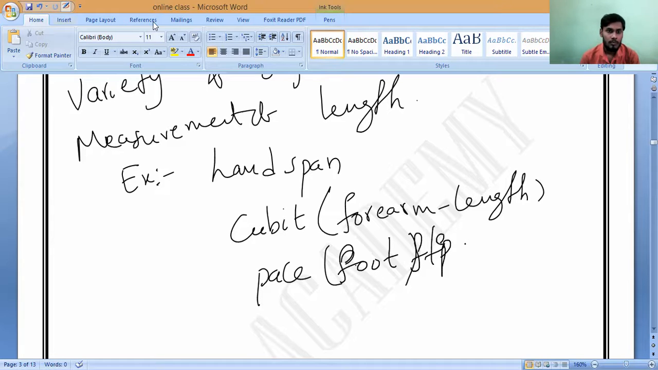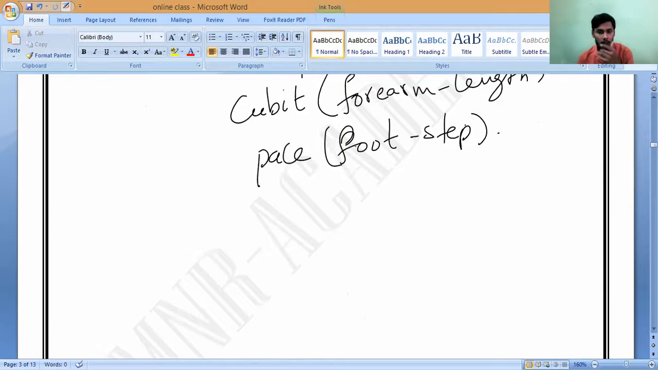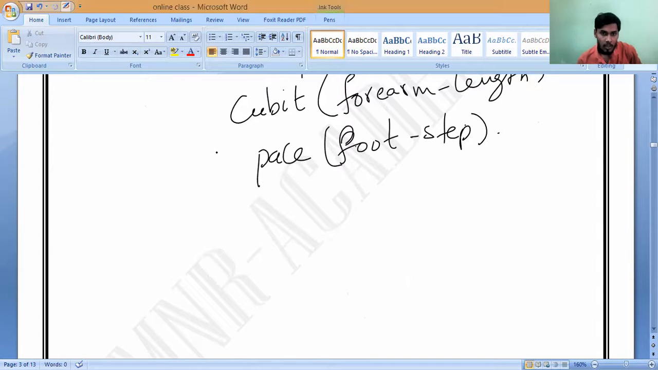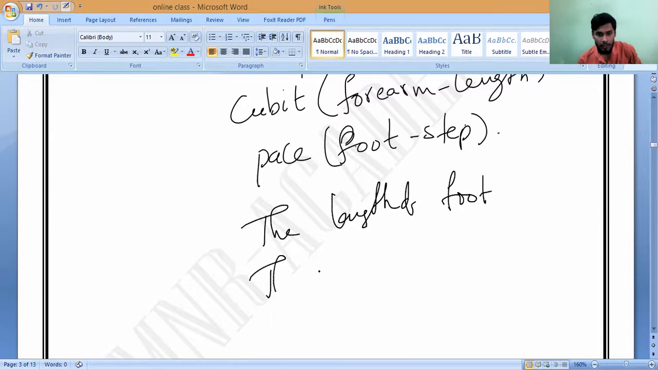Note it down. Footstep. And also, what are the other units? What else were they using? The length of fist. The length of fist. Understand? Length of foot and width of fingers. The length of foot. The length of foot. Next one, the width of fist. The width of fist.